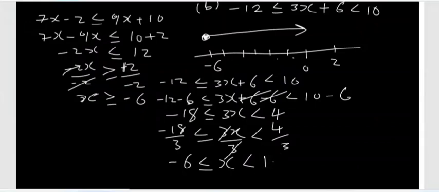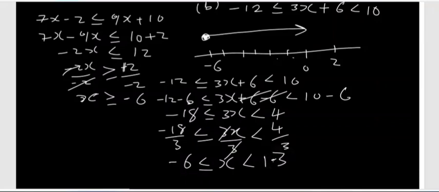4 over 3 is 1 point what? Let me check 4 over 3. It gives us 1.3. So this is 1.3, and this is what we have.